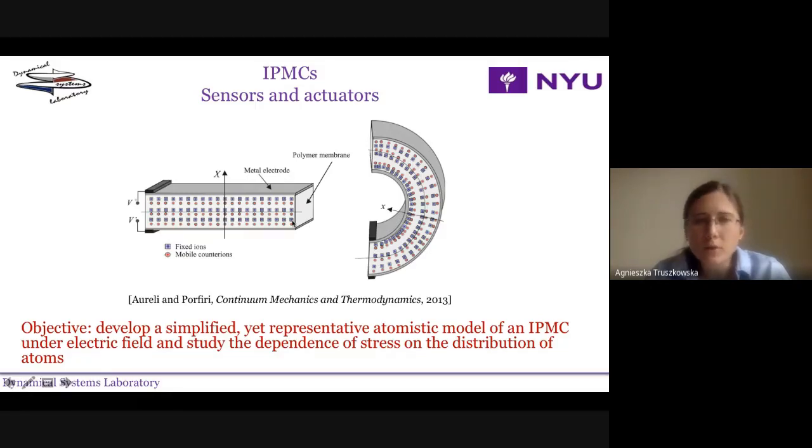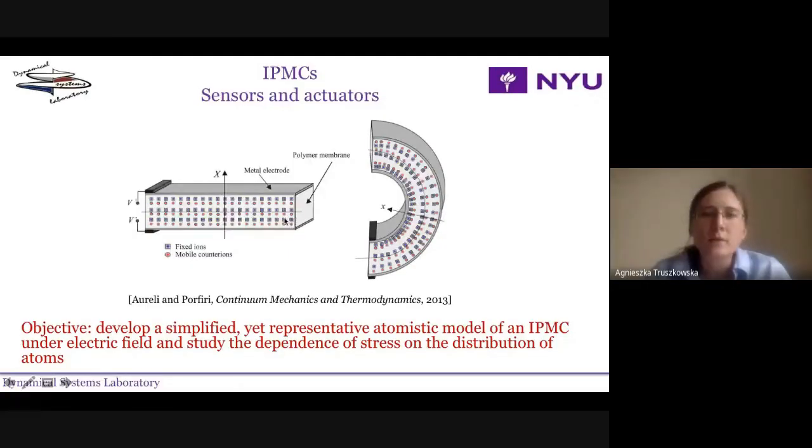So the ionomer consists of fixed anions and highly mobile counter ions, such as protons or metal ions like sodium and potassium. And when the ionomer is deformed, or when there is a field applied to it, obviously the anions are fixed, so they cannot move, but the counter ions are mobile and they move along with the water that is also present.